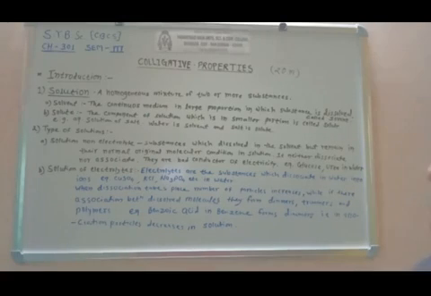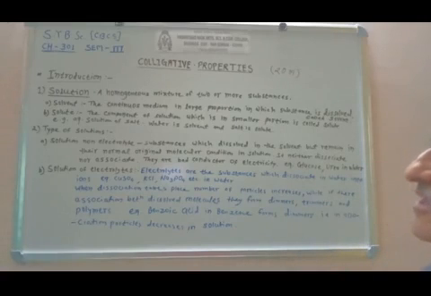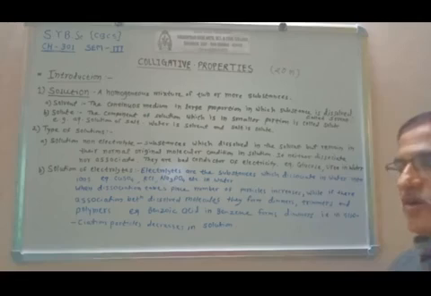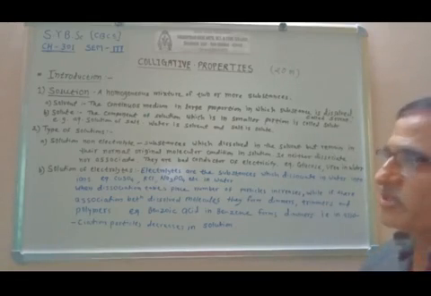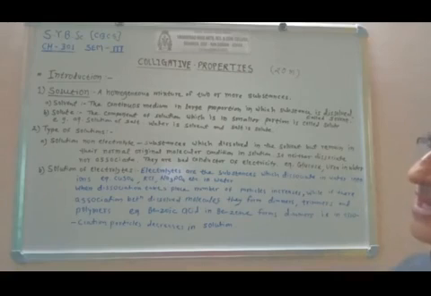For example, in the aqueous solution of salt, water is the solvent and salt is the solute. Or take the example of sugar solution. Sugar is the solute and water is the solvent. In this way we can divide solvent and solute.